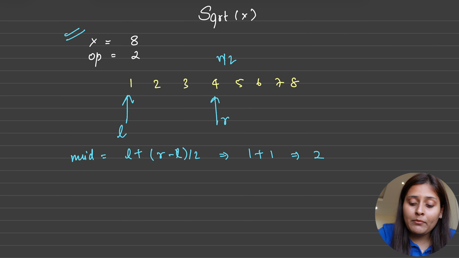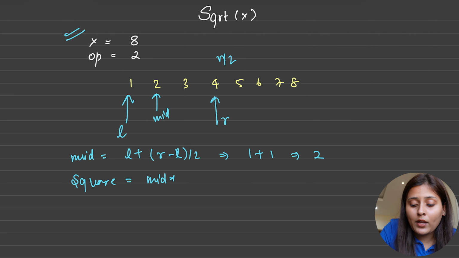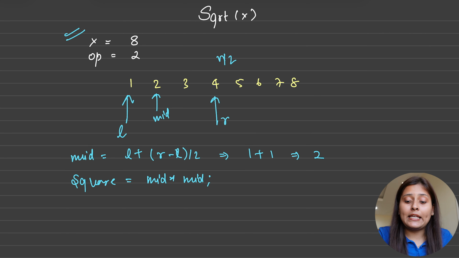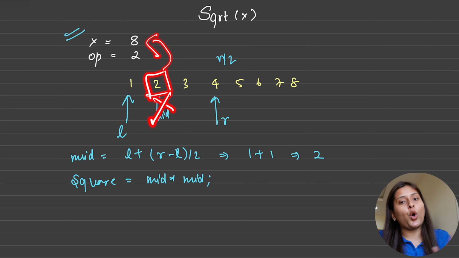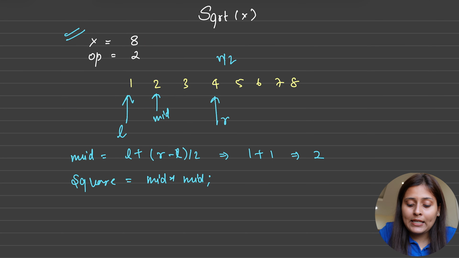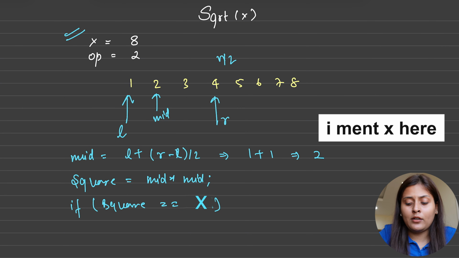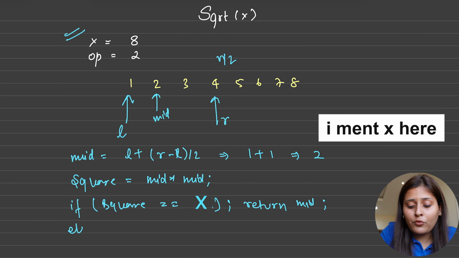Now mid will point to 2, and now we have to calculate the square. That square will be nothing but mid cross mid, and mid cross mid is 4. So is 4 equal to 8? No, it is not equal. So 2 cannot be the square root of 8, correct? So if the square is equal to the target, then we can simply return what we wanted: return the mid value only.